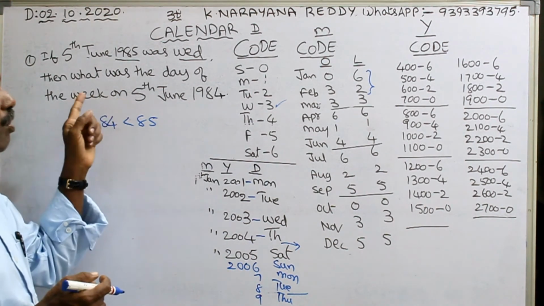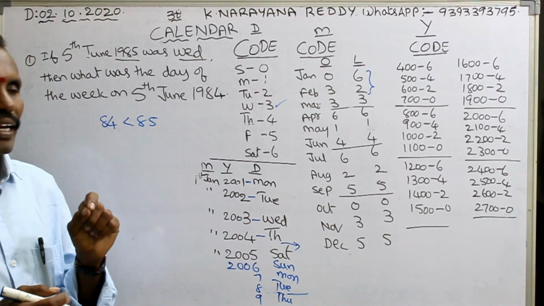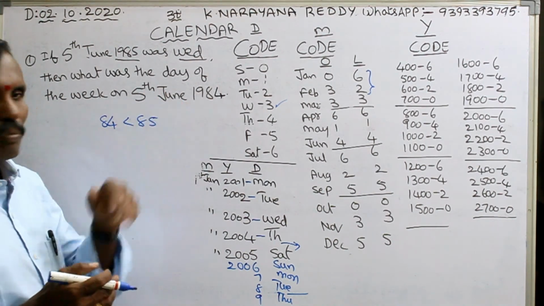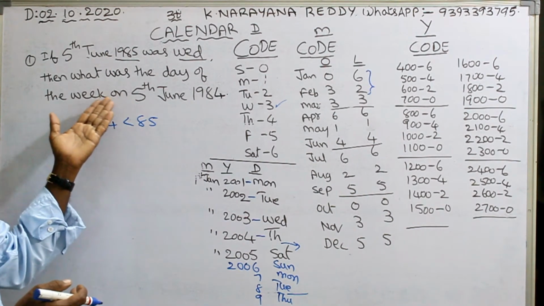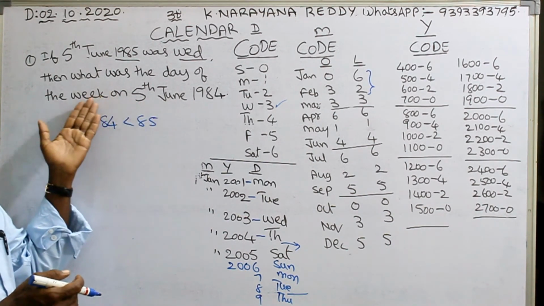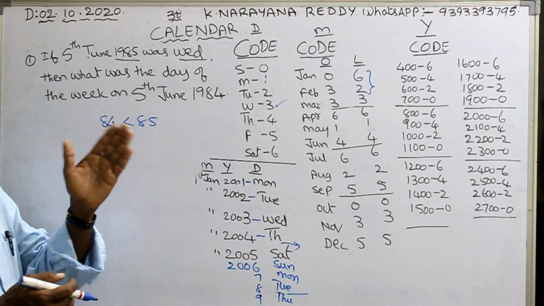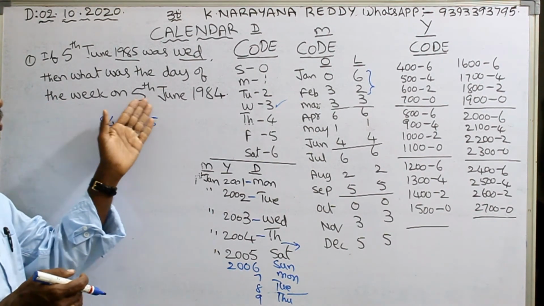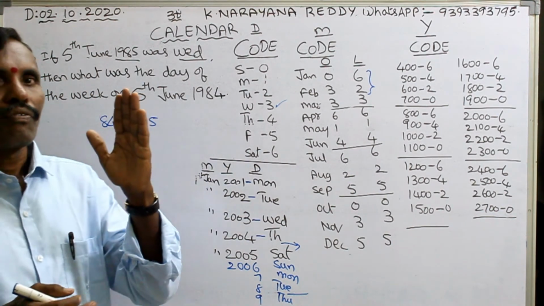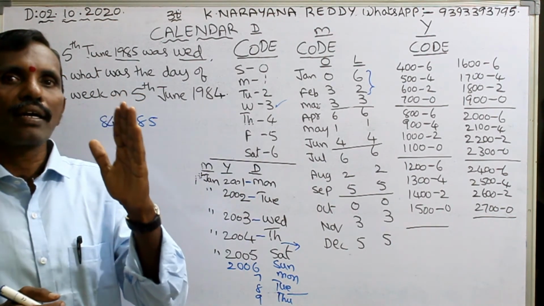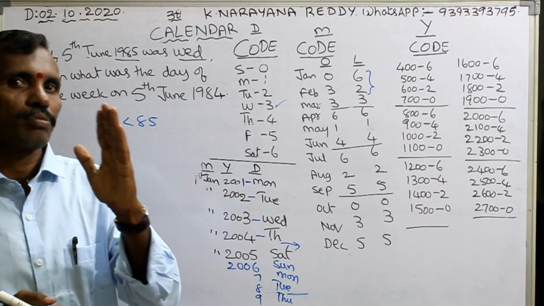Here February is already over. That is why 84 is actually a leap year, but there is no February here because June has already come. February is over. February, March, April, May are also over. 5th June, June started. That is why we didn't take February into consideration. This is the point to observe.